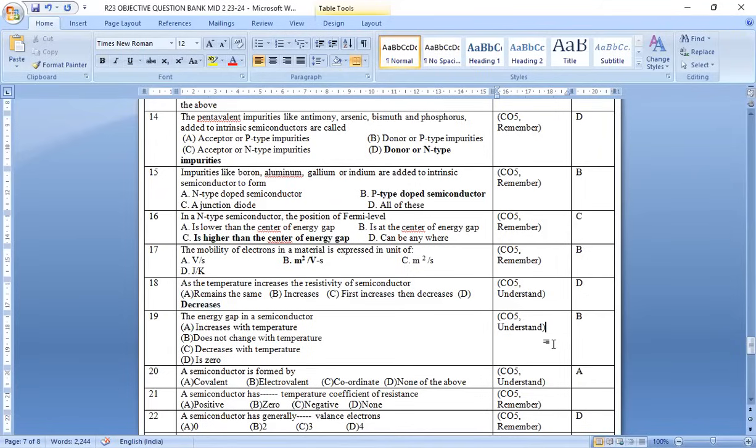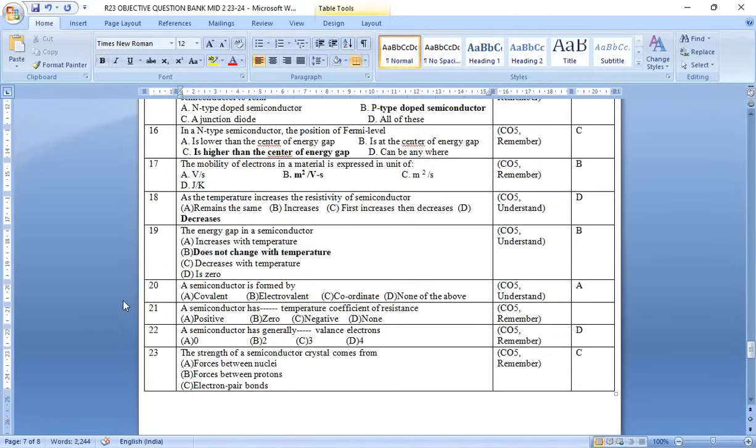The energy gap in a semiconductor does not change with temperature. Yes, energy gap does not change with temperature. Exactly correct. A semiconductor is formed by covalent bonds. Exactly correct. Option A. Semiconductor has dash temperature coefficient of resistance. Negative temperature coefficient of resistance. So option C is the right answer.